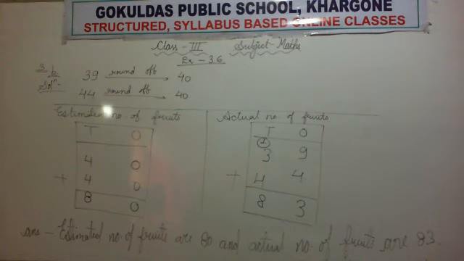All of you note down properly. First of all, we rounded off the given numbers. Then with the help of rounded off numbers, we found out the estimated number of fruits. And with the actual numbers, we found out the actual number of fruits. And then at last, we wrote the answer, estimated as well as actual number of fruits.